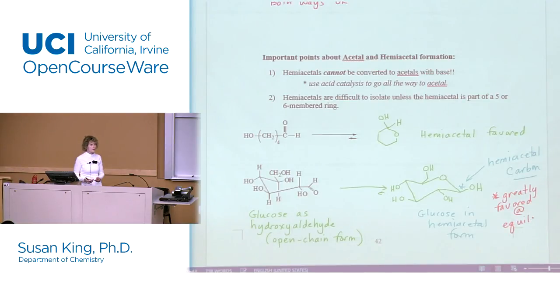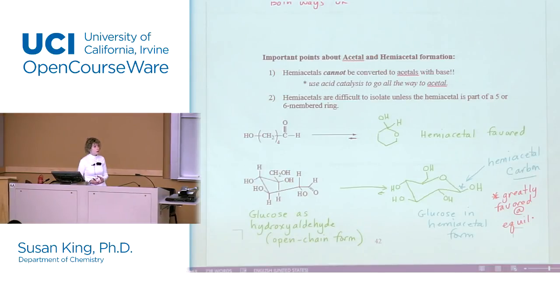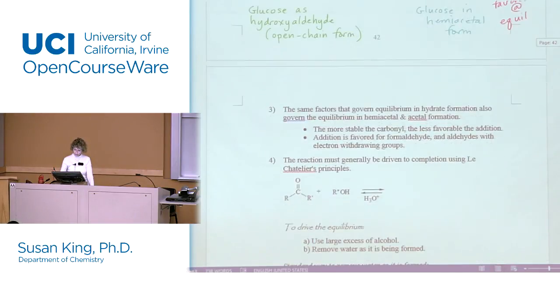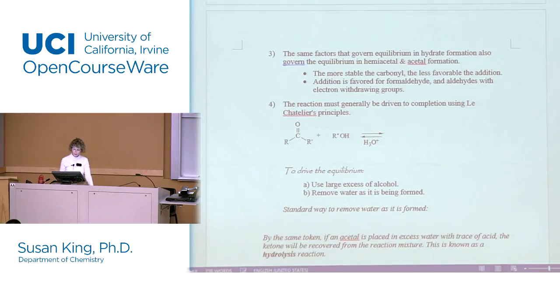So with these guys, where you have the acetal in a 6 or a 5-membered ring, you can stop at the hemiacetal with acid, because that's what's favored. Questions on that point there? Anybody? The same factors that govern equilibrium in hydrate formation also govern equilibrium in hemiacetal and acetal formation, so you can go back and review that. The more stable the carbonyl, the less favorable the addition. Addition is favored for formaldehyde and aldehydes with electron withdrawing groups, just exactly like with hydrates. So we can follow the same principles.